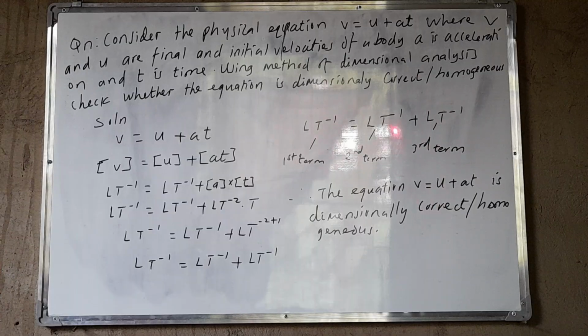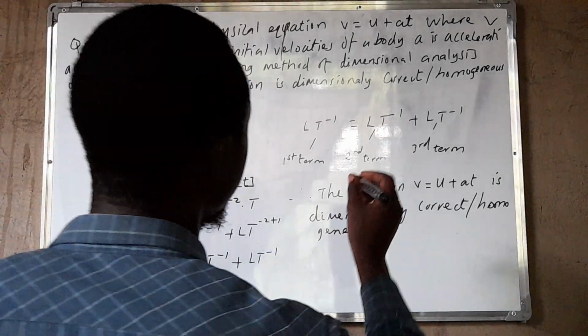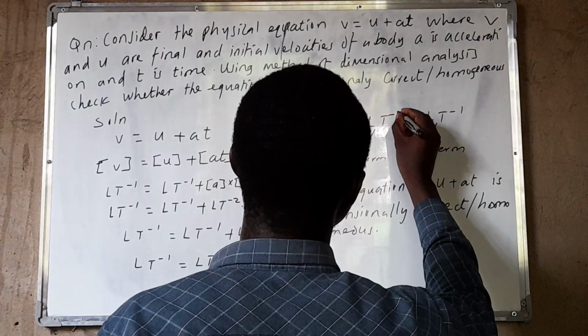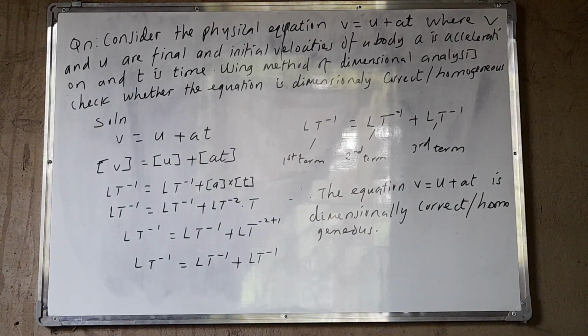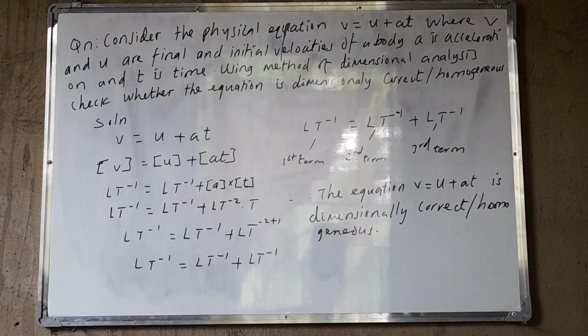Because all terms are the same, the first term is the same as the second term and the third term. So we say the equation v = u + at is dimensionally correct, or homogeneous. This is all about the lesson of today. Thanks.